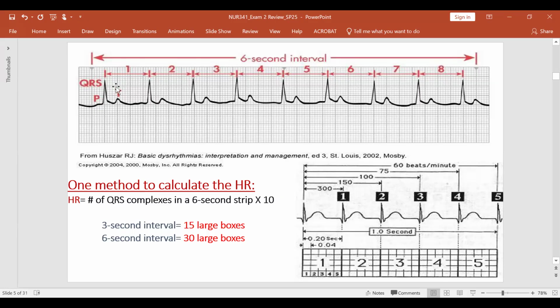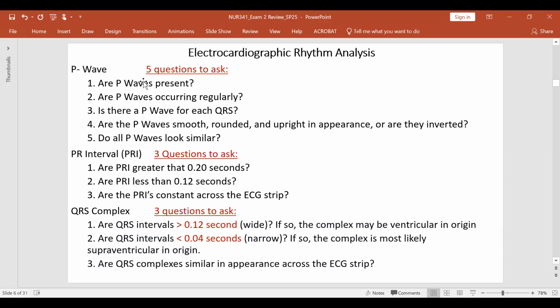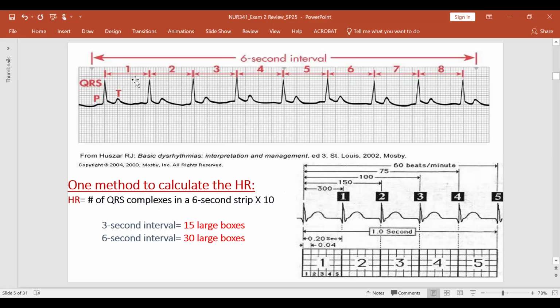For a patient with two large boxes, if the R wave falls right here, then this patient will be 300 over 2, heart rate is 150. Three large boxes, exactly three large boxes, if this R wave falls right at the beginning of the large box, then 300 over 3, and the heart rate is 100. So all you have to do is get that 300 number and divide it by the number of large boxes from R wave to R wave.